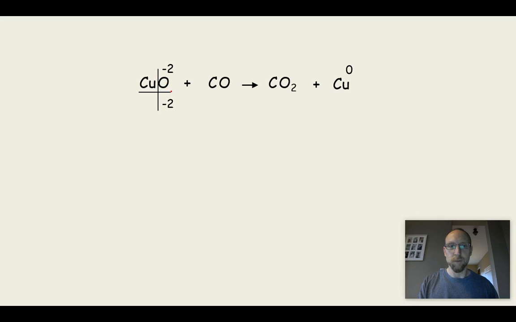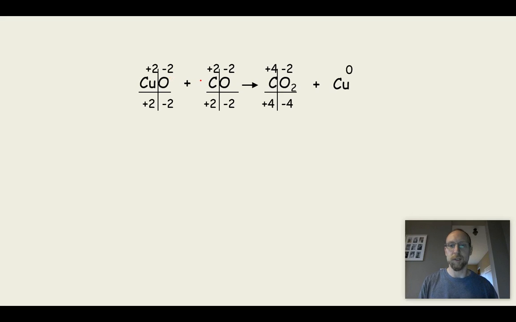So I know oxygen is -2. There's only one oxygen, so the total is -2. So I need a +2 over here. There's only one copper, so it gets the entire +2. Move on to the next one. Again, I know oxygen is -2, so carbon must be +2. Over here, same thing, but now oxygen is -4, because there are 2 oxygens. Don't forget to multiply by your subscripts. So now carbon gets the +4. That's step 1.